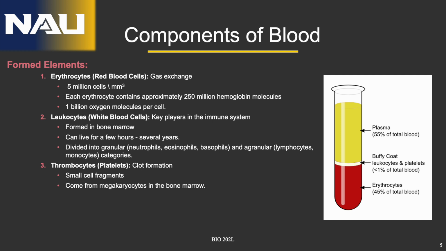Next, we have thrombocytes, or platelets. They are small cell fragments involved in clot formation, and they originate from megakaryocytes in the bone marrow.